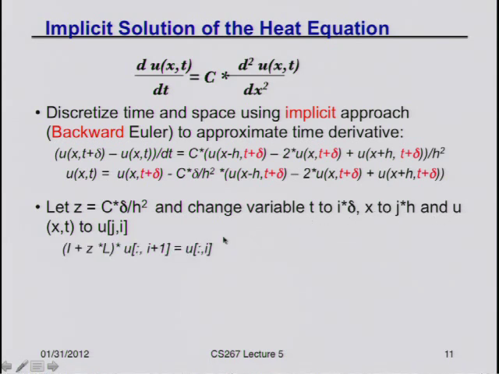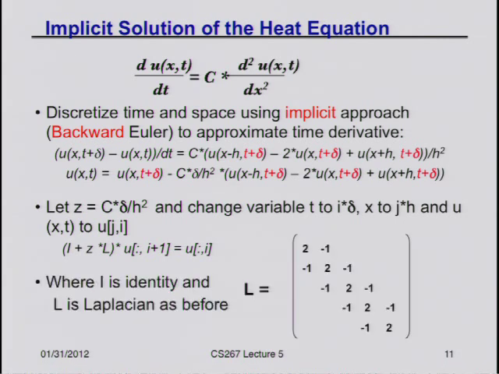And so now, instead of doing a matrix vector multiply to get from time i to time i plus 1, I have to solve a system of linear equations. It's the same problem that I had in the ODE case. And what's the coefficient matrix in my system of linear equations? It's the identity plus z times the Laplacian. So it's a tridiagonal matrix. There's minus z's on the off diagonal and 1 minus 2 z's on the diagonal. And so that's what the matrix is.